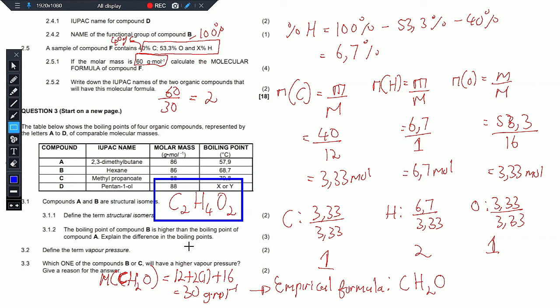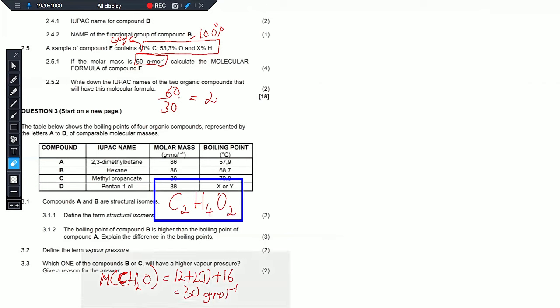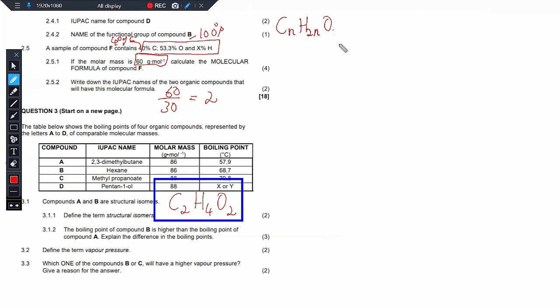C2H4O2. Okay, nice. Then 2.5.2 says, write down the IUPAC names of the two organic compounds that will have this molecular formula. You will remember that I did mention that that can only be an ester or a carboxylic acid because of experience, guys. If you are experienced with these questions, you already know. We know this because of the general formula. The general formula of esters and carboxylic acids is CnH2nO2. So we already know that it's like that.